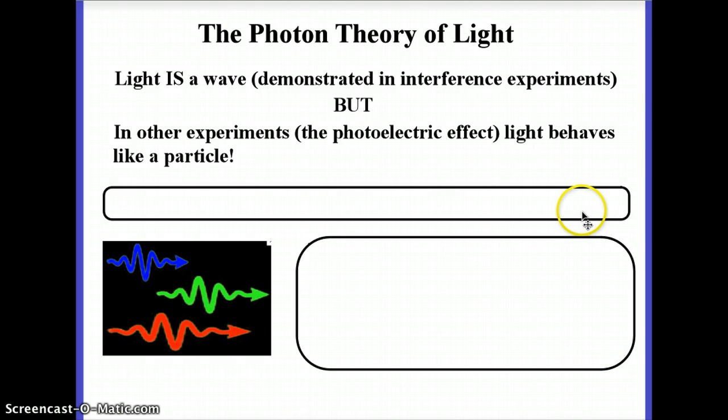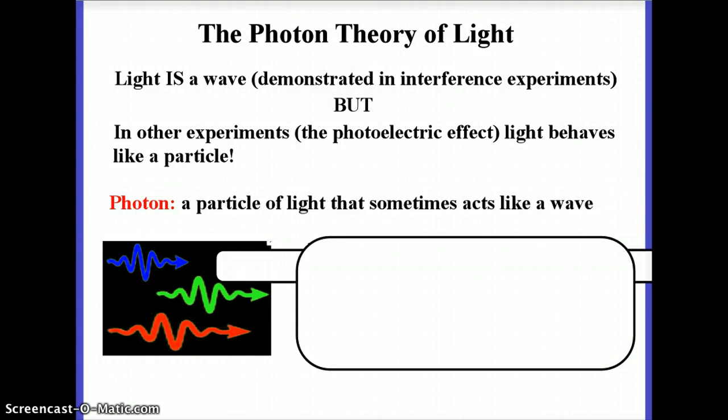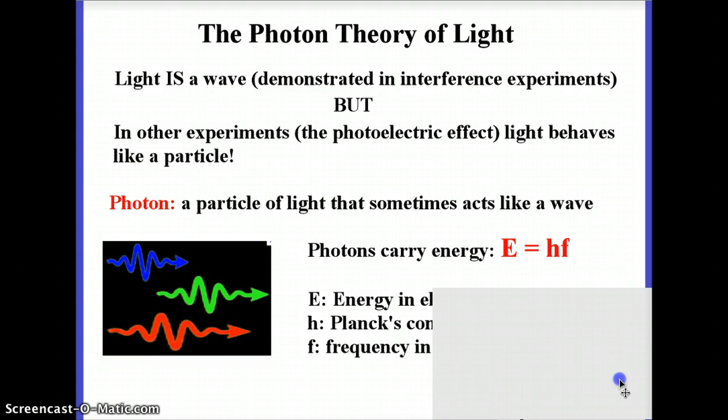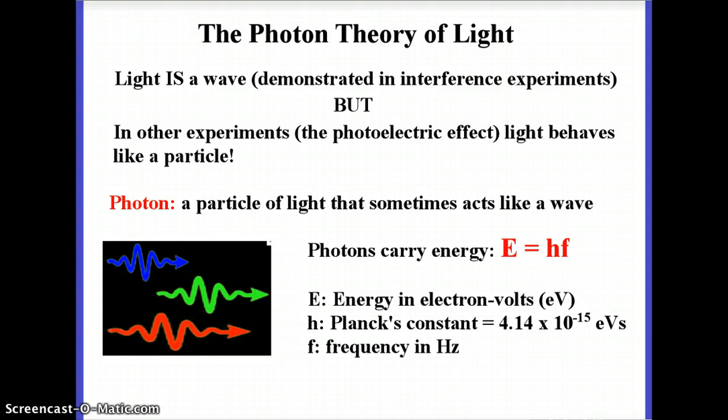Well, what Einstein did, and this is actually what Einstein won the Nobel Prize for, was explaining that light is both a particle and a wave. And what you see depends on the experiment that you're doing. So we talk about things called photons.